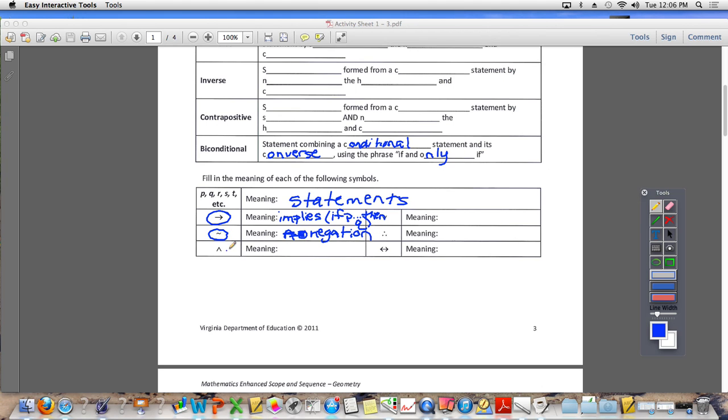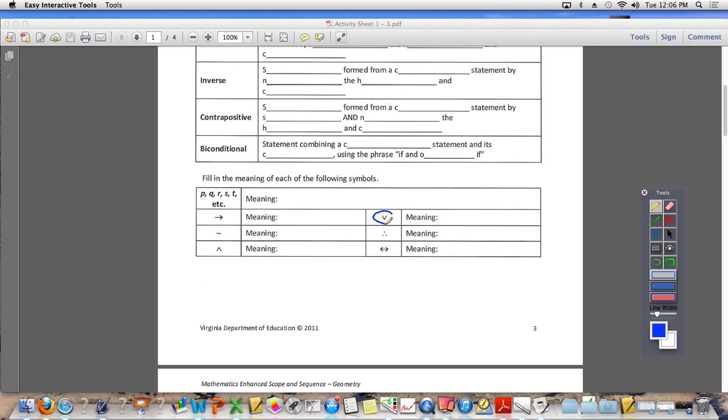Alright. Another new symbol. Do you guys remember back in a couple units ago we kept seeing this symbol? What did that mean? It meant or. It was the union symbol, or. So, can I delete? I kind of covered up some writing here.